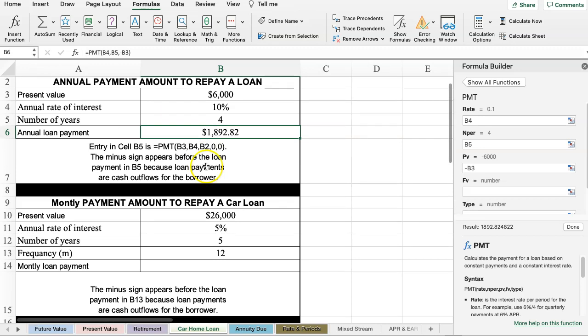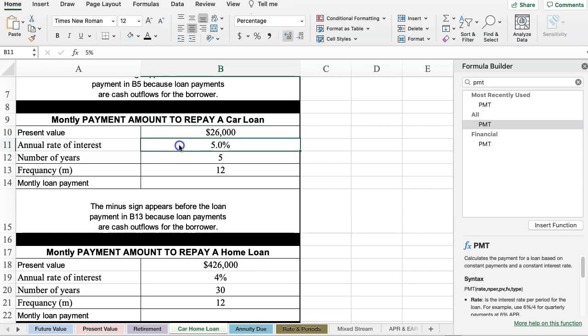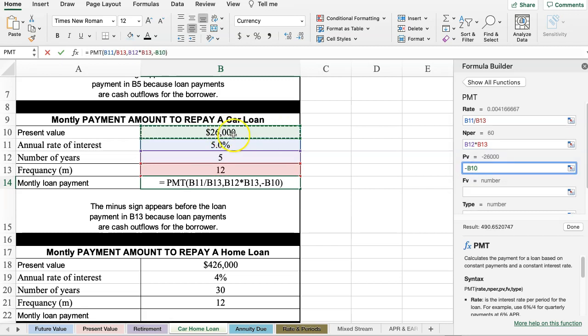But let's look at a car loan, $26,000, paying monthly. How much would the loan payment be for a car? The 5%, N per is going to be multiplied by the frequency. We're going to put in our present value. I'll put a negative here, since the value is 26, a positive number, so we can calculate it. Now we get $490 per month in a car loan. You had a 5% rate, monthly payment.